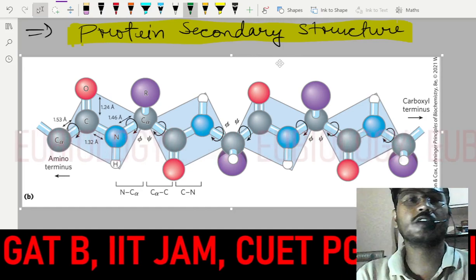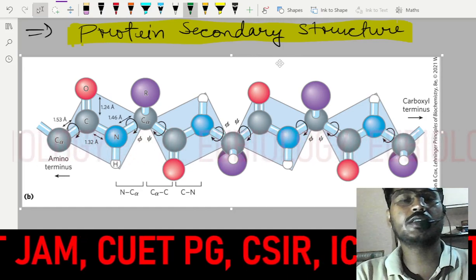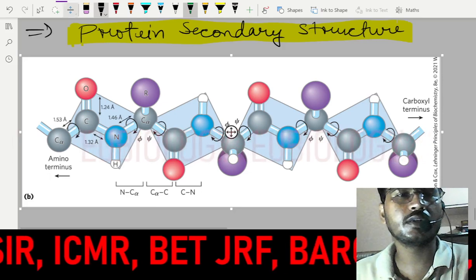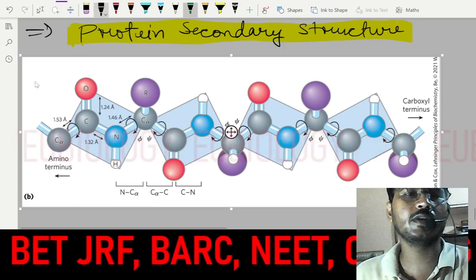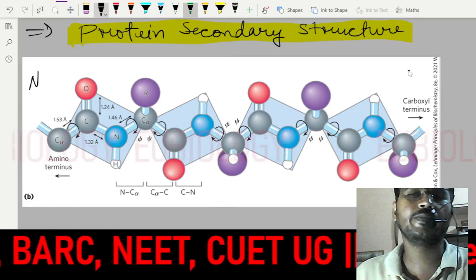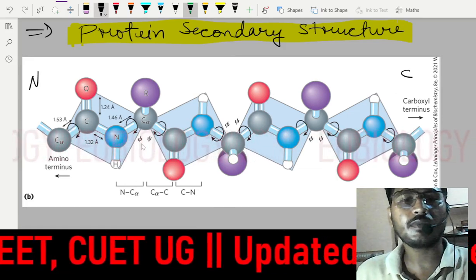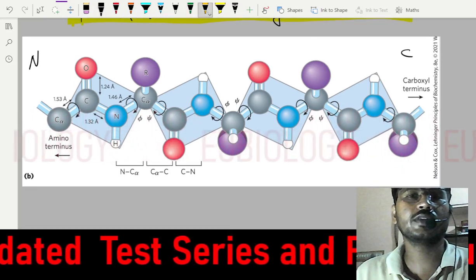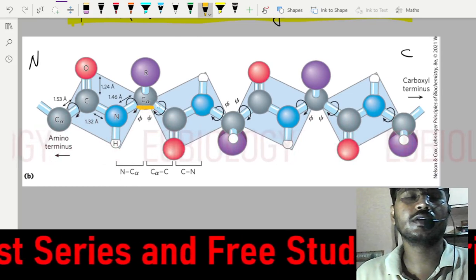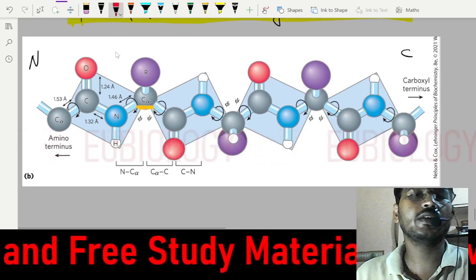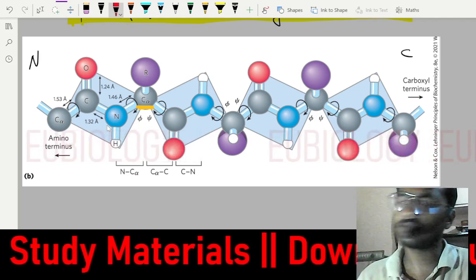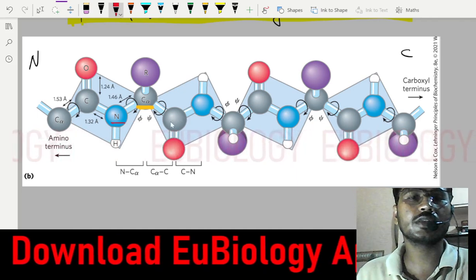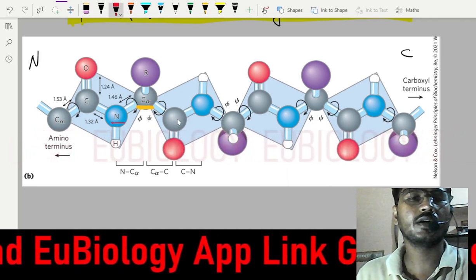The second topic is the protein secondary structure. We'll see, these are the amino acids. This will be your N terminal, and this will be your C terminal. In this, the amino acid will have the alpha carbon, as you can see here, and then there will be nitrogen, and there will be another carbon.